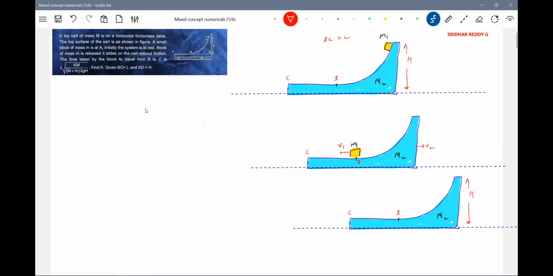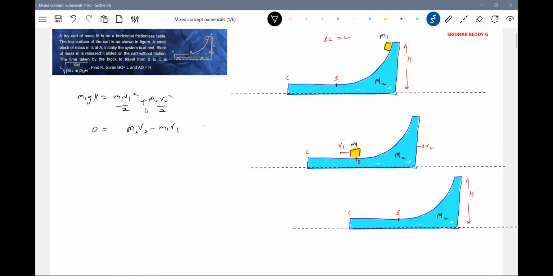V1, V2, I think it's quite a simple problem. M1 gh equals half M1 V1 squared plus half M2 V2 squared. Then applying conservation of linear momentum, the system released from rest, so M1 V1 minus M2 V2 equals zero. Solving this, I'll get V1 and V2. I think that's clear, no problem.